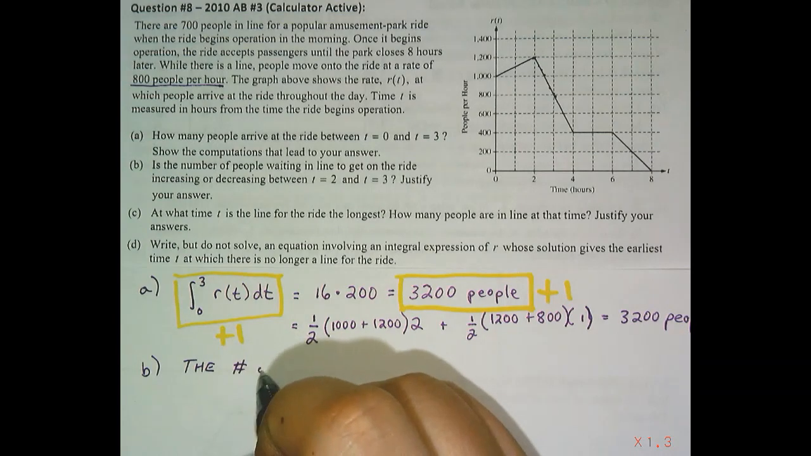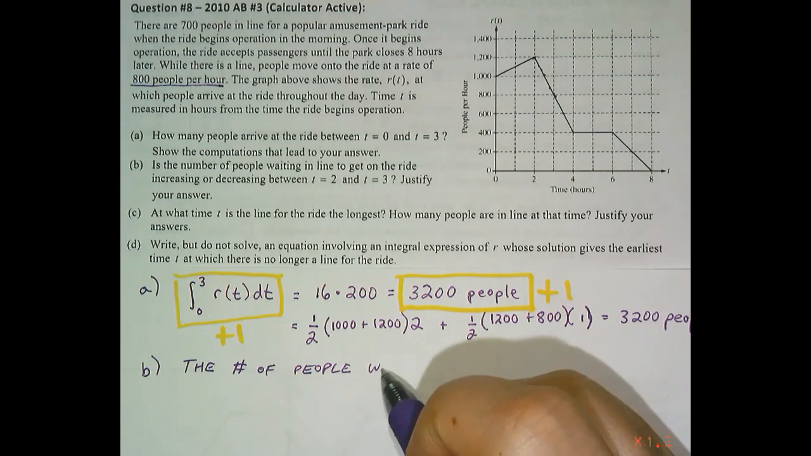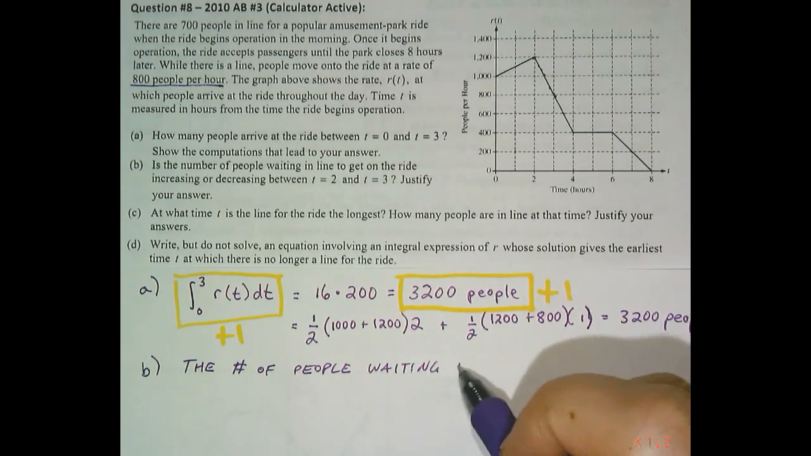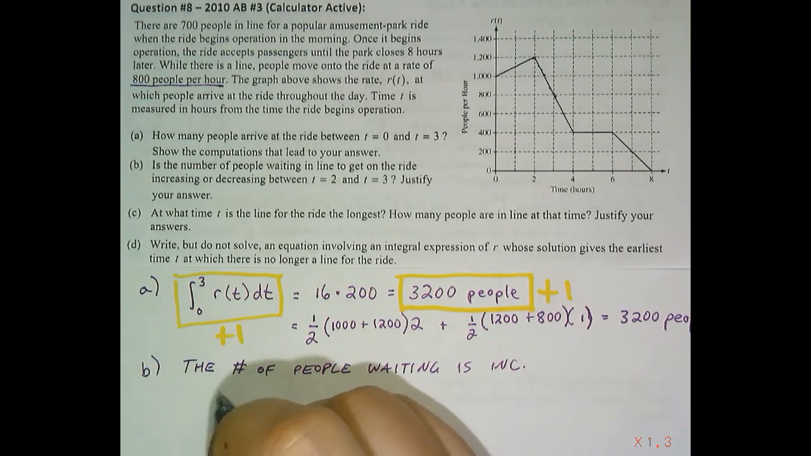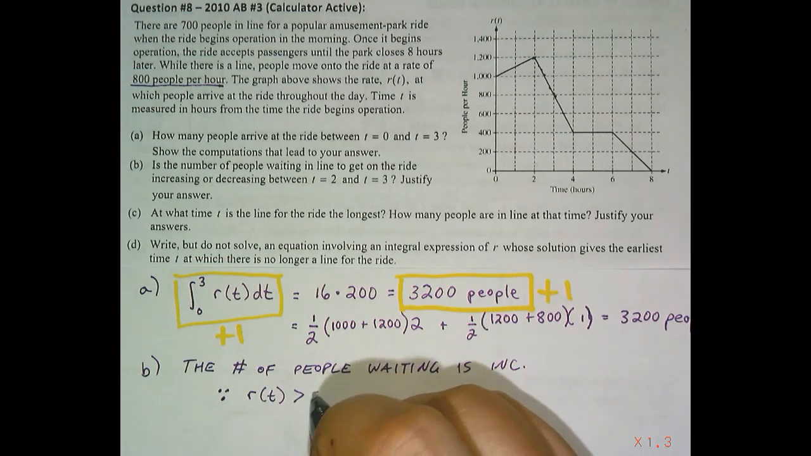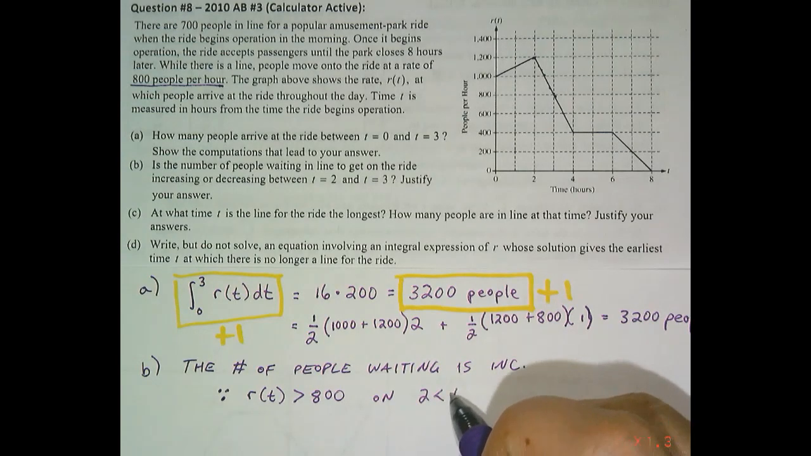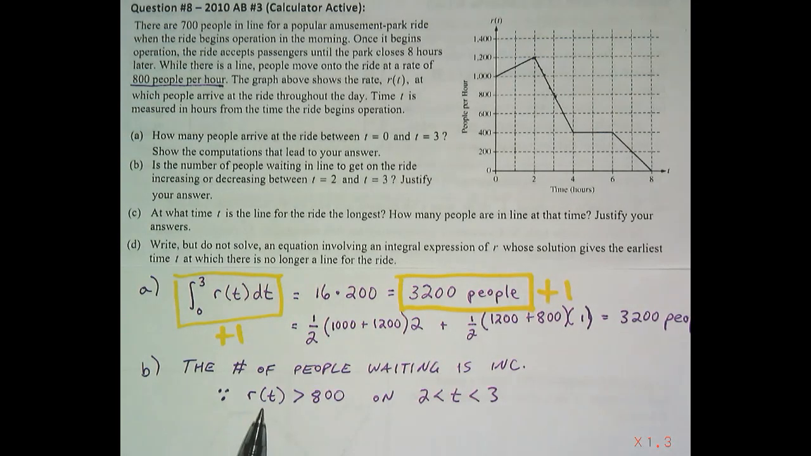So the number of people waiting is increasing. And the reason for that is because r of t is greater than 800 on the interval 2 to 3. So the rate of people jumping in line is faster or is more than the rate of people leaving the line, at least in that interval, time 2 to 3.